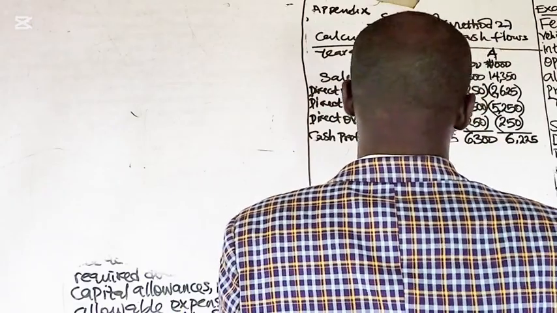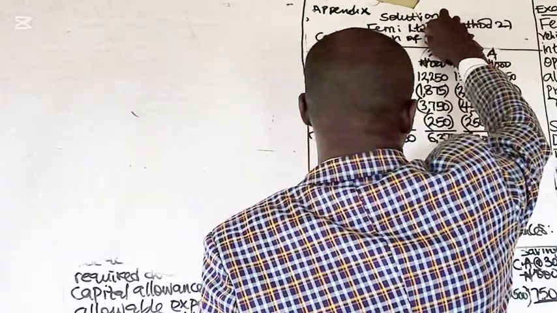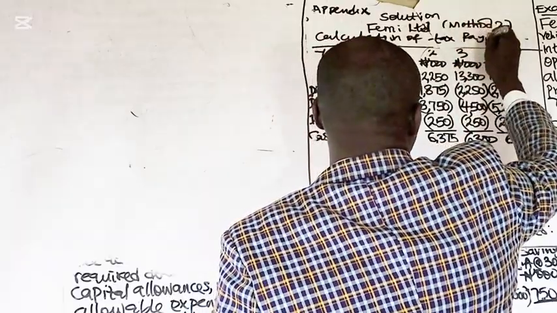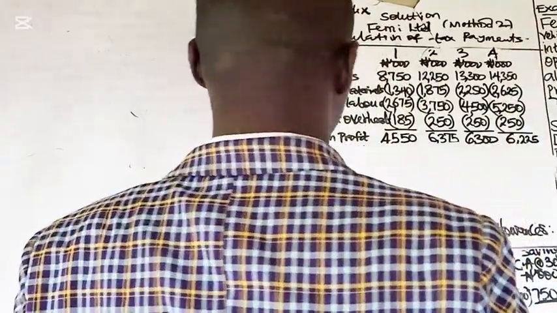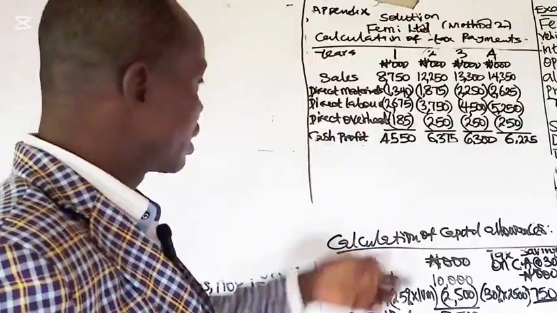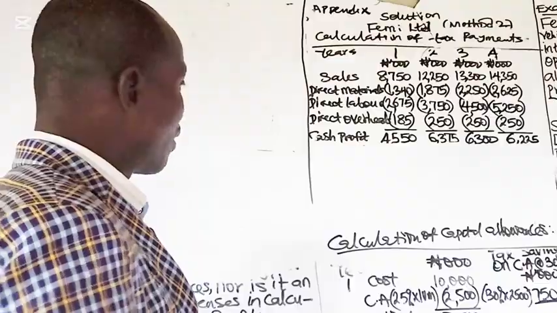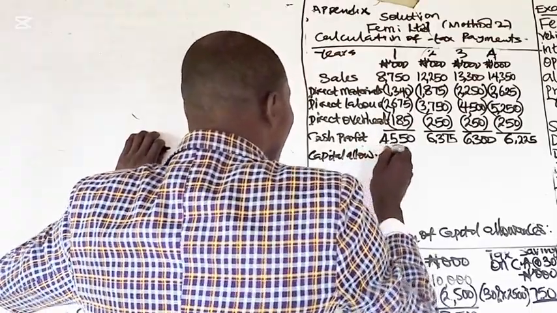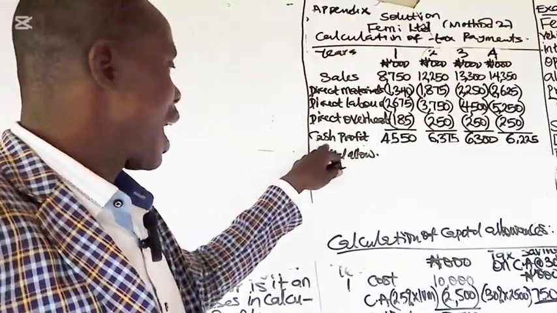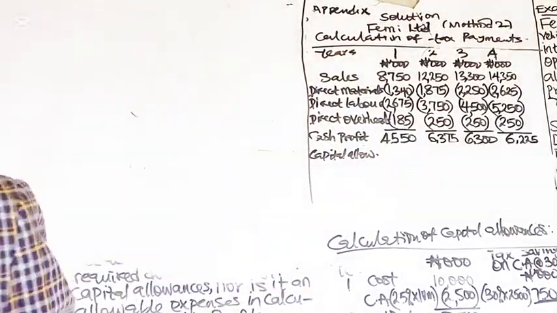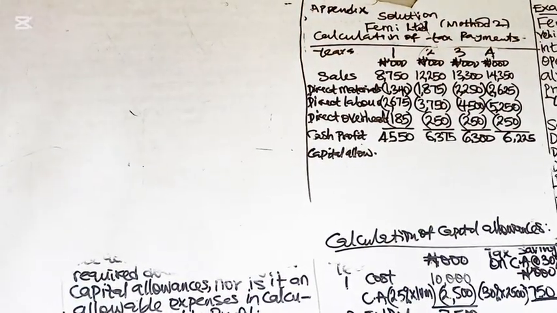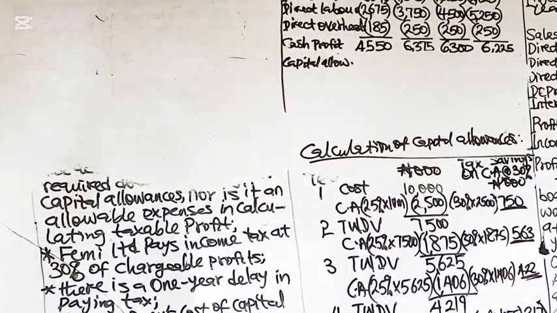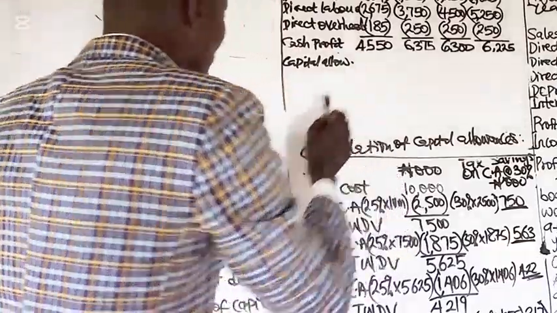Method 2: calculation of tax payments. The calculation of cash profit will still be the same, and the calculation of our capital allowance will be the same. If this were taxation, this would have been the assessable profit. From the assessable profit, we now deduct the capital allowance. After deducting capital allowance from the assessable profit, you arrive at the total profit. So we want to deduct the capital allowance now.